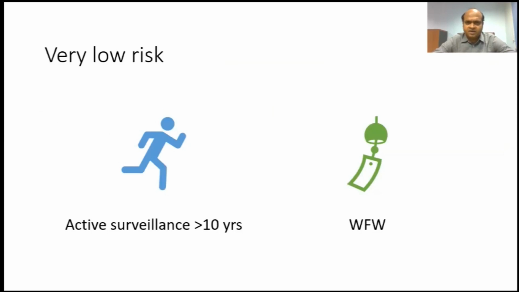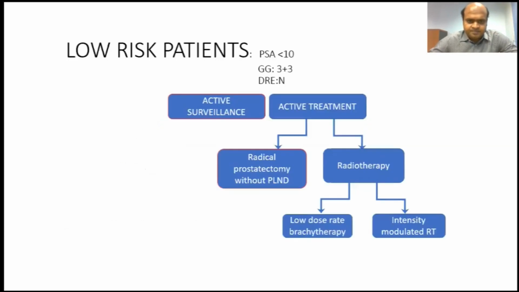So if I come to subsequent management risk stage wise, in very low risk disease, definitive surgery or definitive therapy is not indicated, because the majority of patients survive without any treatment for more than 10 years. So in very low risk disease, the treatment options are active surveillance with a life expectancy of more than 10 years. And if the life expectancy is less than 10 years, then only watchful waiting. That is, you will give symptomatic treatment whenever it's required. Regarding active surveillance, I will come to it in a subsequent slide.